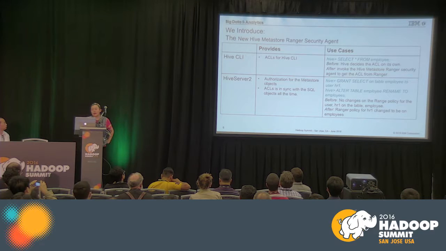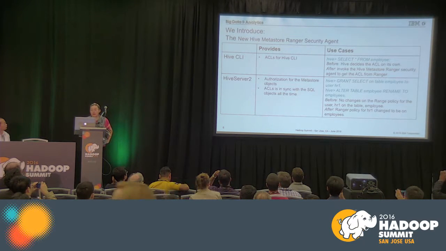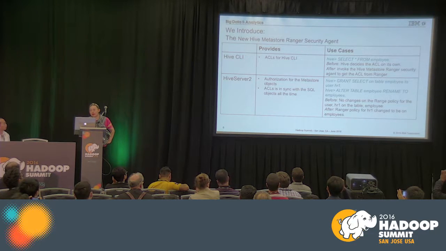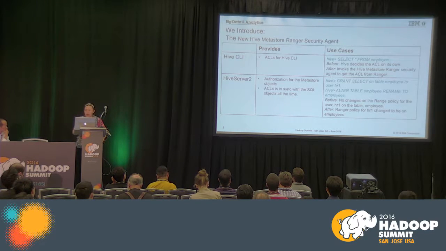For Hive CLI, it provides authorization. On the right-hand side, you can see a user example: select star from table employee. Before our work, Hive decides the authorization on its own. After our work, Hive CLI will invoke the Hive Metastore and the Hive Metastore Ranger agent. The Hive Metastore Ranger agent will help decide the privilege, to grant or deny it.